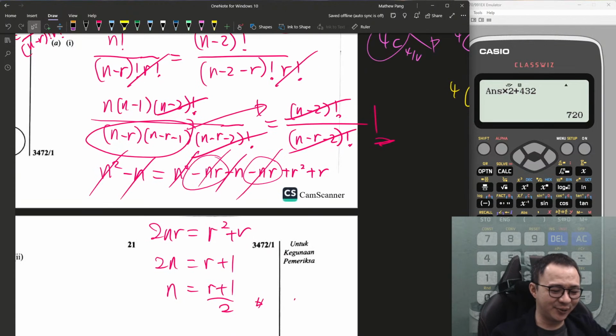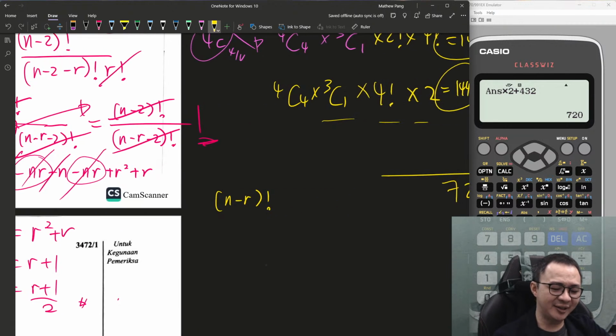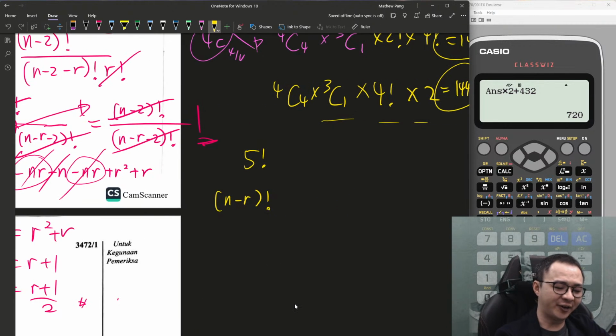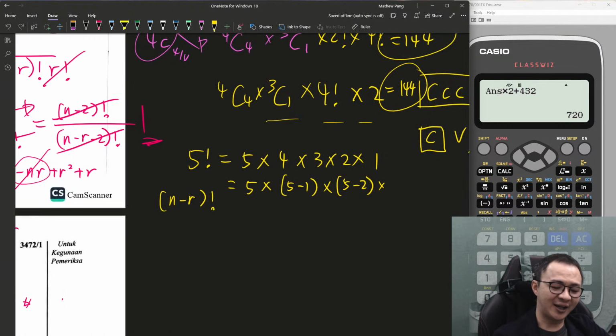Yeah, some students maybe have no idea how I get the minus 1 and minus 2. So if I have n minus r factorial, it's the same idea as if I have 5 factorial. When I expand this one, it's 5 multiply 4 multiply 3 multiply 2 multiply 1. How to get 4? 5 minus 1, right? How to get 3? 5 minus 2, right? How to get 2? 5 minus 3, right? And so on. To get 1 is 5 minus 4, right? So that means they keep on minus 1, minus 1, minus 1, and minus 1.